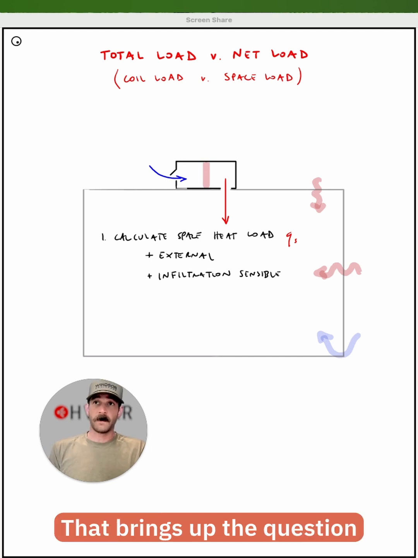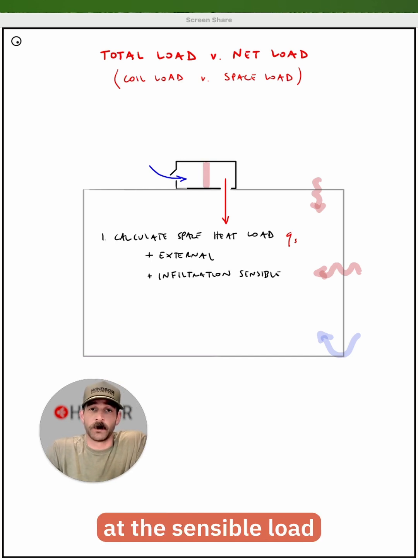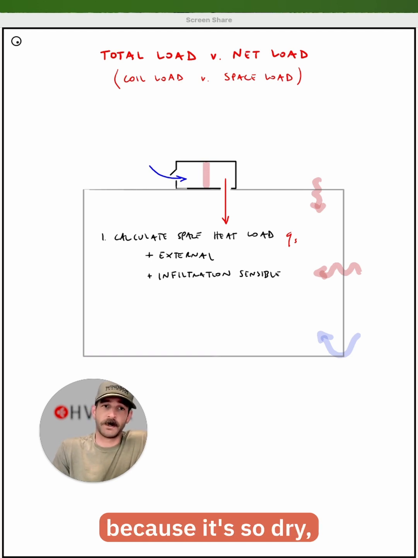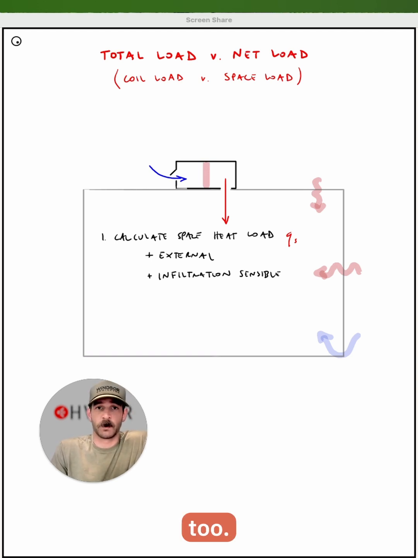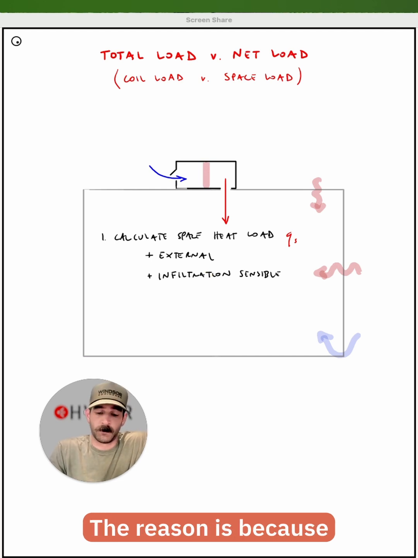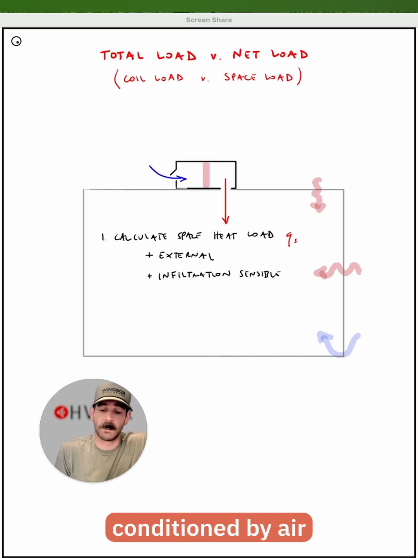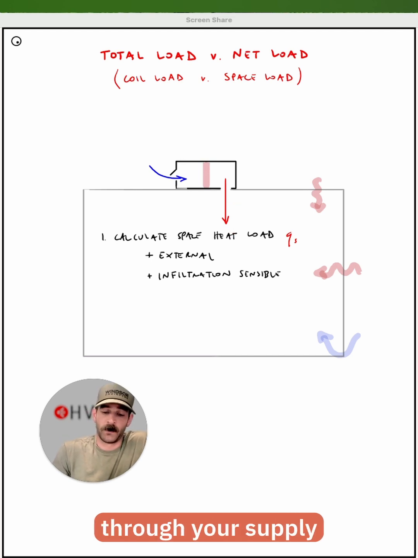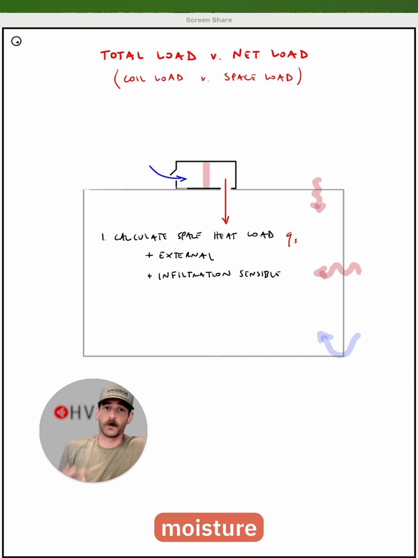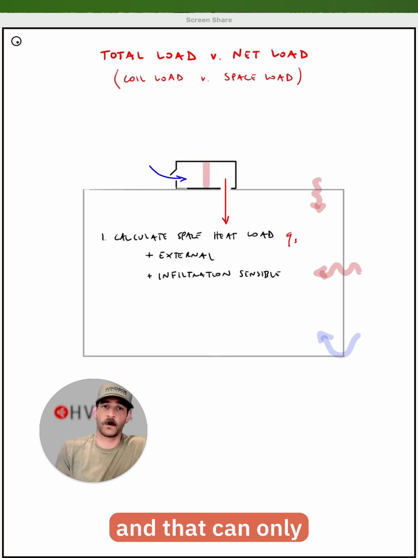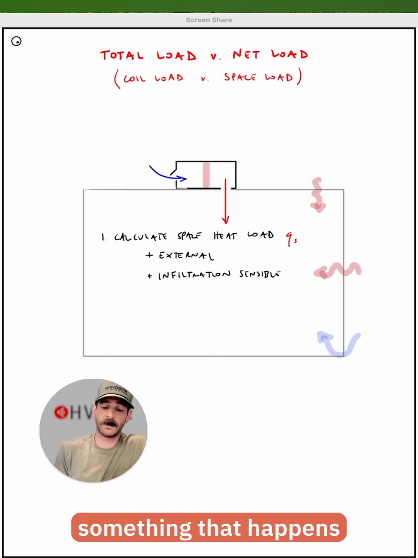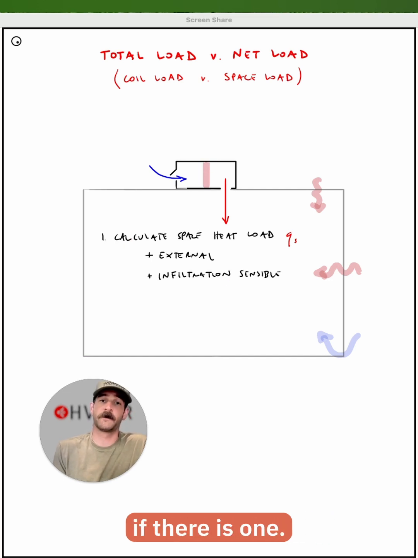That brings up the question, why are we looking at the sensible load only? Aside from the fact that it is in the winter and typically latent loads are not considered in winter conditions because it's so dry, this concept applies to cooling too. The reason is because the load in this space is being conditioned by air that's going to be blown into the space. And you cannot handle the latent portion of the load through your supply air. You need to extract moisture to handle the latent part of that load. And that can only happen with a dehumidifier or with a cooling coil that drops the air below dew point. So that's not something that happens through supply air in the space. That's something that would happen up at the coil, at the unit, or in a dehumidifier if there is one.